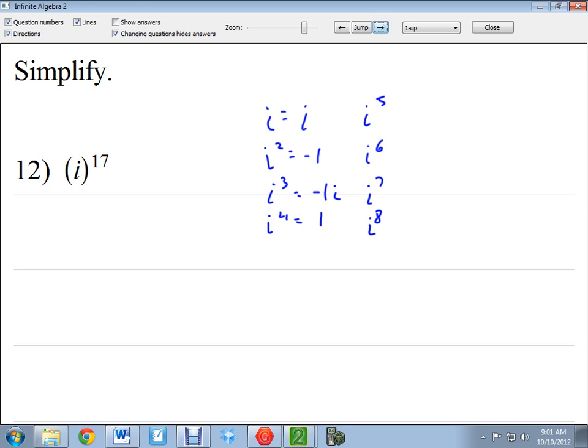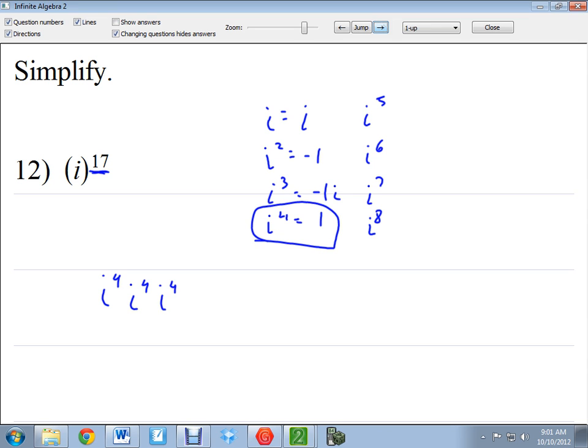Now I could keep writing them all out, following the same pattern over and over again. But I know that if there's a group of 4, that's equal to 1. So we could see how many times we could write i to the 17th out in groups of 4. Well, that would be i to the 4th times i to the 4th. That's the first 8 i's.